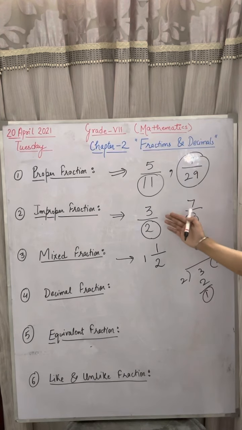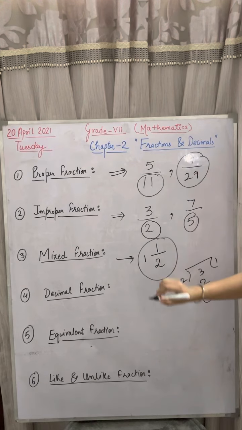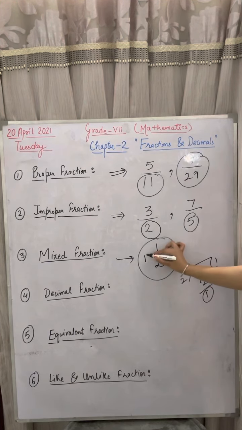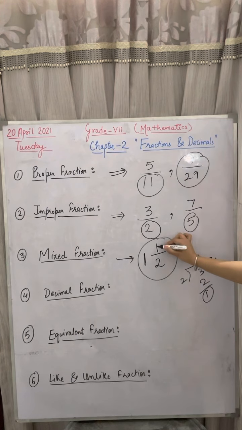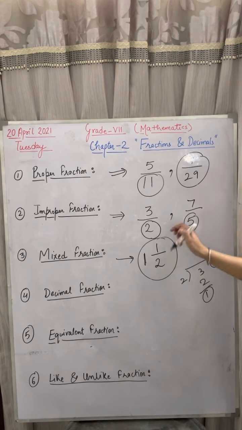The way we convert the mixed fraction back into an improper fraction, you know very well. This 1 will go in the numerator and this 2 will come in the denominator. When you open this fraction, your answer will be 2 ones are 2 plus 1, 3 by 2. So I have changed this fraction into 3 by 2. So this is your mixed fraction.